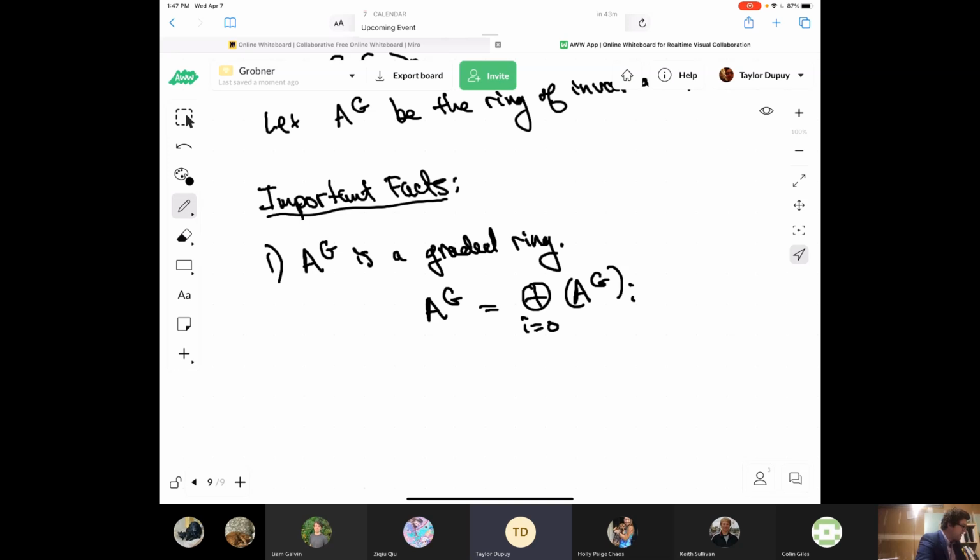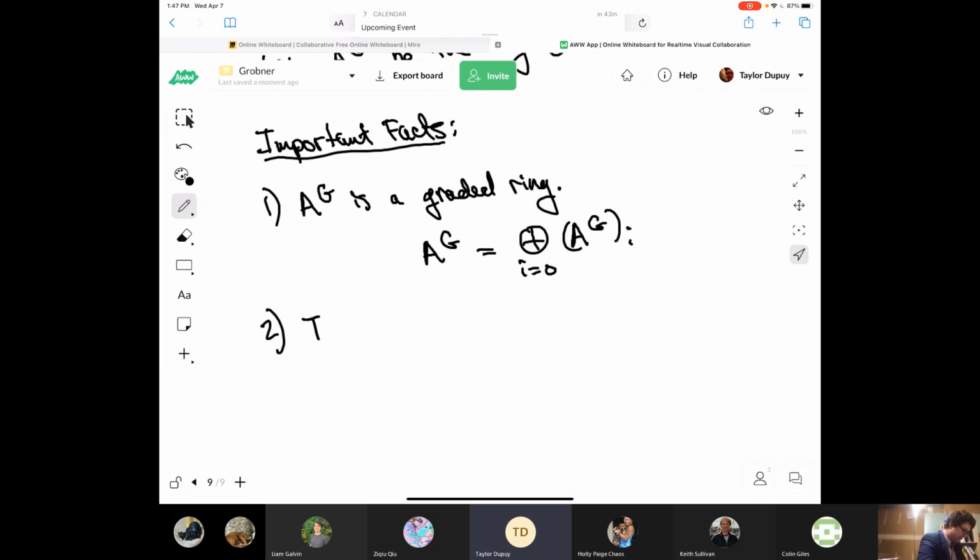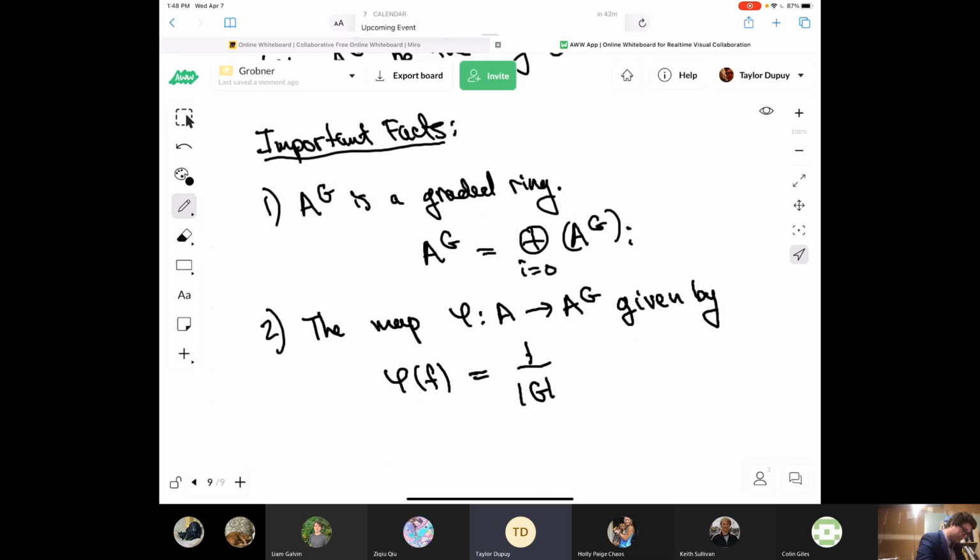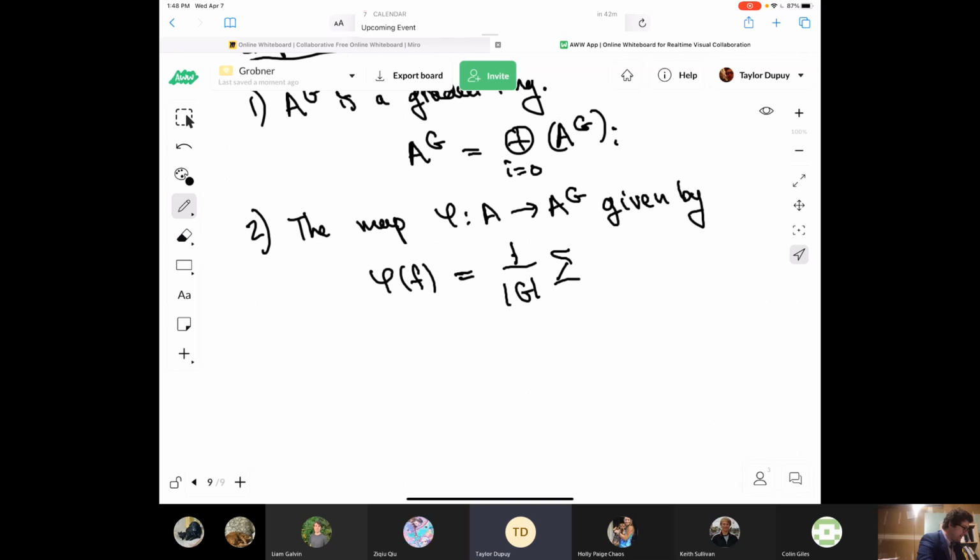Okay, the second important fact that we're going to use is that there is a map. The map here, phi, from A to AG, is given by this formula here: phi of f is going to be 1 over the size of the group times the sum, so it's the average over the group. So I can take a polynomial that isn't necessarily invariant, and I can create a polynomial that is invariant by doing this.